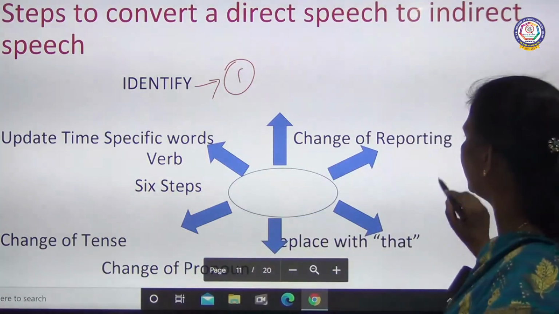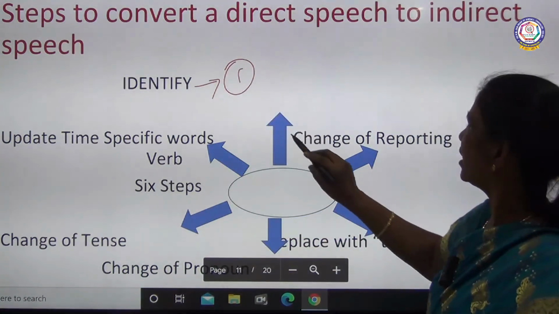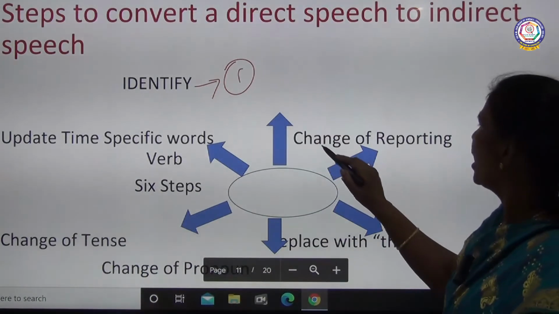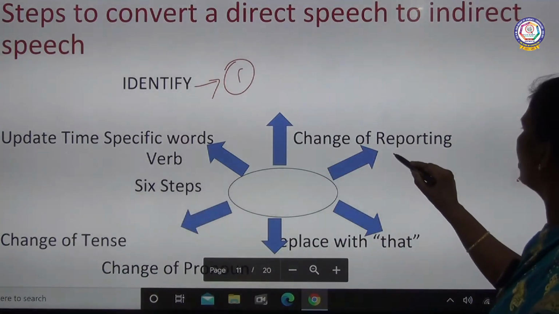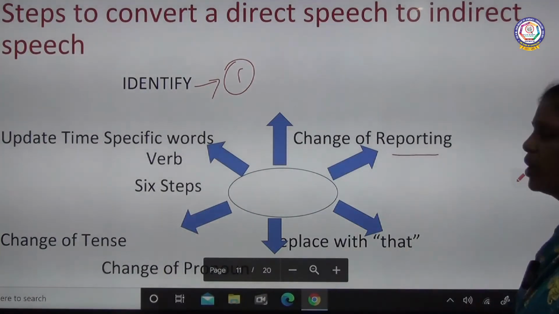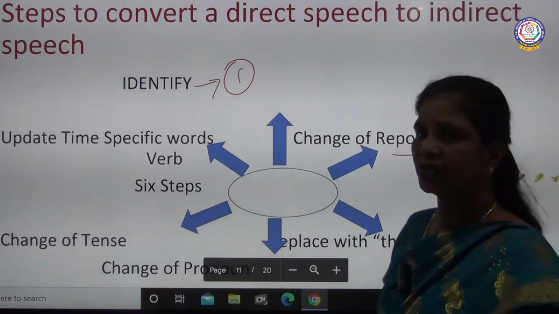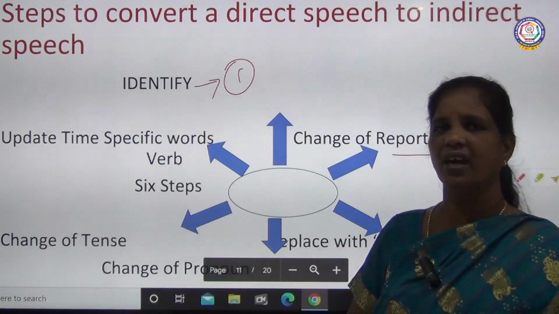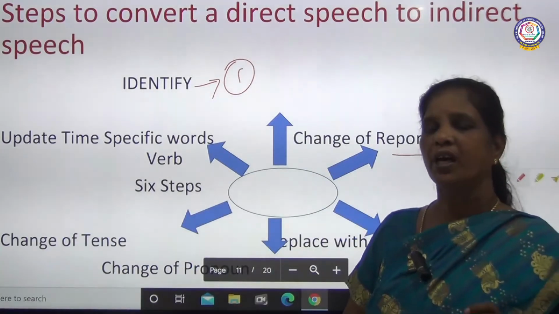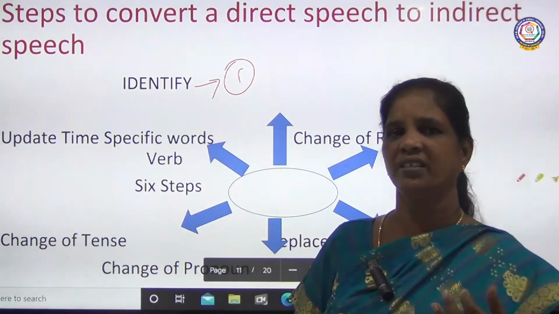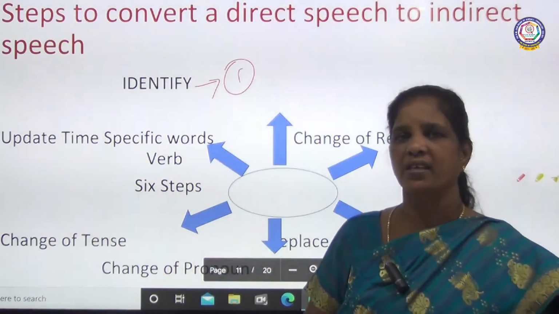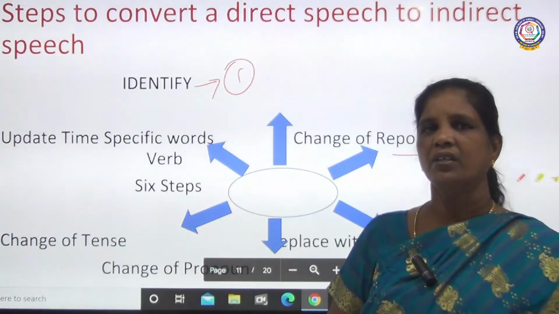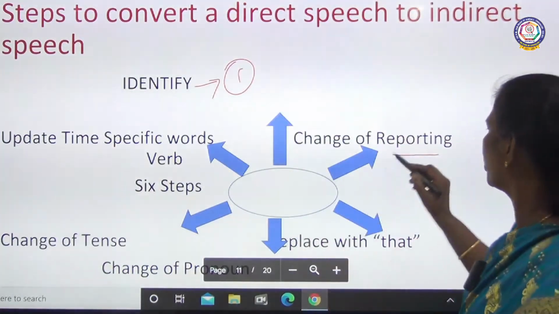So, we will go like this. You will be identifying the sentence, tense and the reported verb, then change of reporting verb. So, you will be changing the reporting verb. If it is a statement, then you said, what you will be writing, conjunction that you will write, and you will be writing reported verb. If it is suggestion, you will be saying suggested. Advise, advised, exclamatory sentences means exclaimed. So, like that you have to write the reporting verbs.